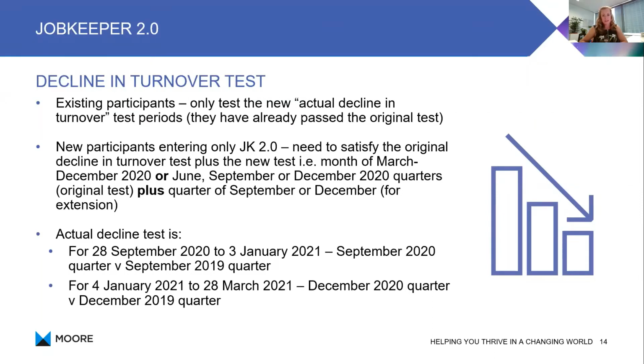Right, what's the new test? The only way someone who's already in JobKeeper is going to stay in for the extension period is if they pass the actual decline in turnover test. We are now testing only a quarter.